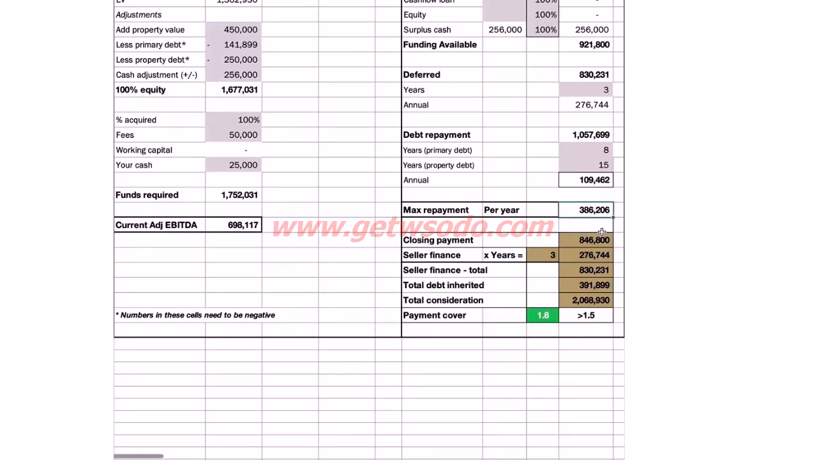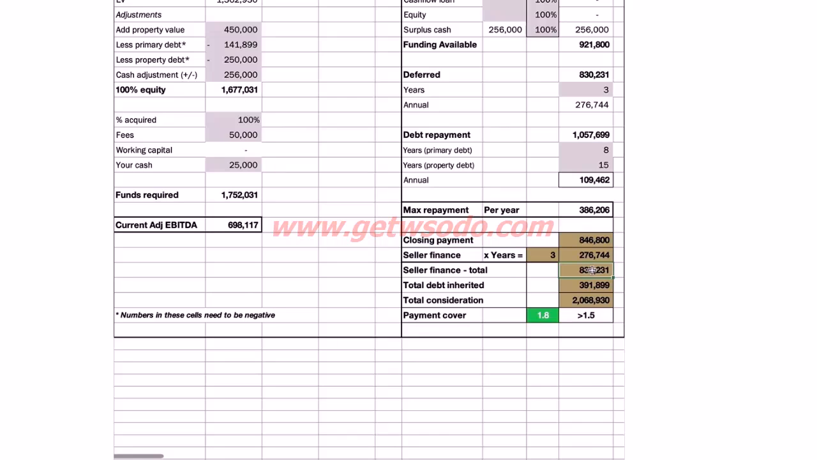So now let's see what the outputs are. So I know from the $920,000 in funding raise that I've got fees and cash that I want to take out. I'm going to be able to pay $844,800 to the seller as a closing payment, with the remaining $830,000 to be paid out equally distributed seller financing payments over the next 3 years. That equals the total funds required.